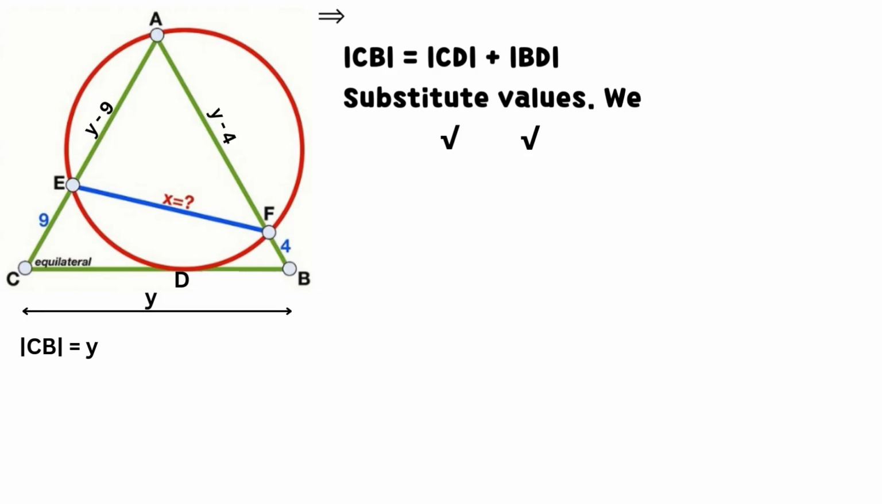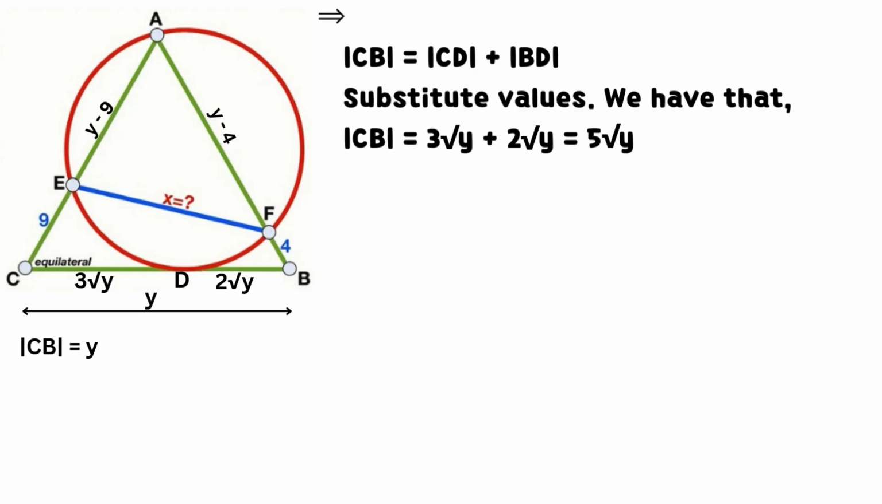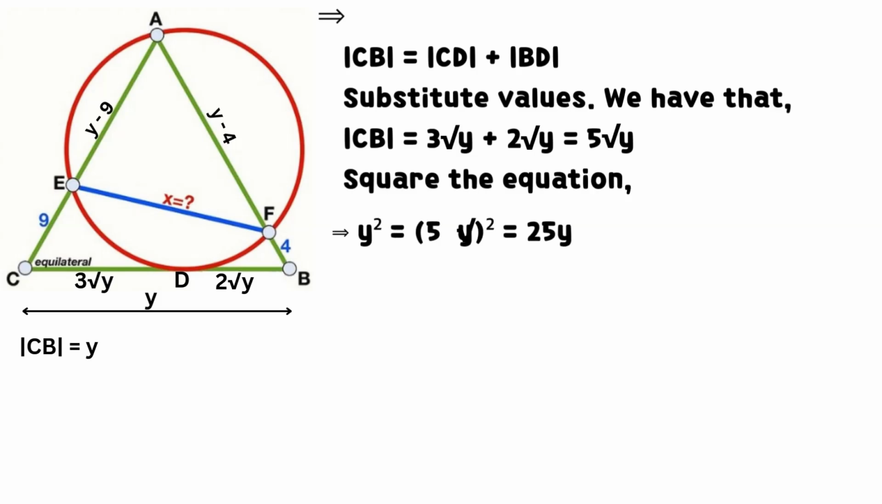This implies that line CB equals the sum of line CD and line BD. Substitute values. We have that line CB equals the sum of 3 times the square root of y and 2 times the square root of y, which equals 5 times the square root of y. Square the equation. This implies that the square of y equals 25 times y.